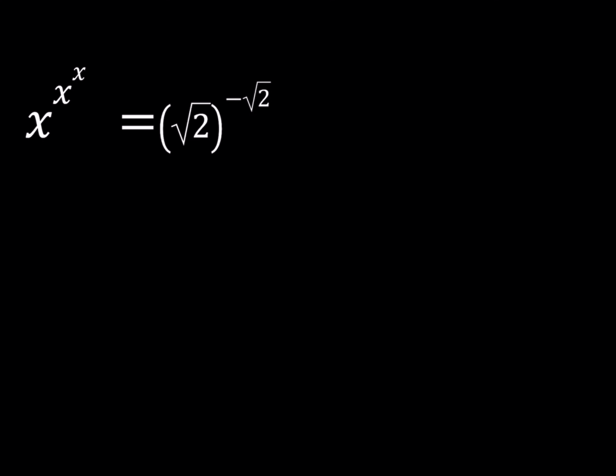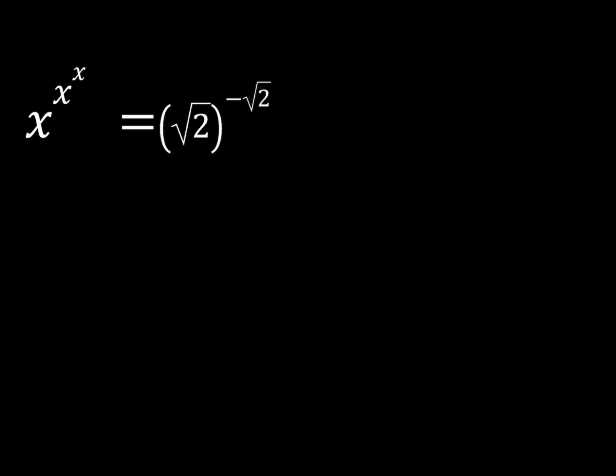Hello everyone. In this video we're going to be solving a very interesting exponential equation. We have x to the power x equals square root of 2 to the power negative square root of 2, and we're going to be solving for x values. I don't think this problem has been solved before. If I'm wrong, please correct me.